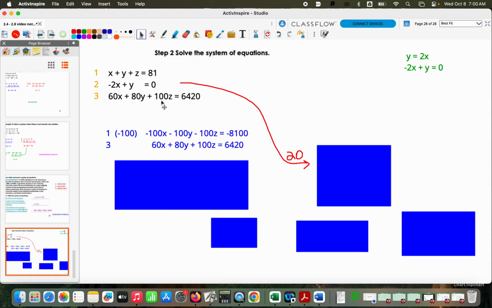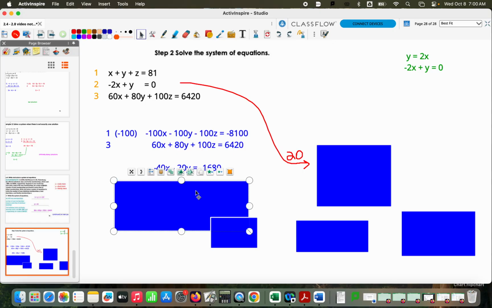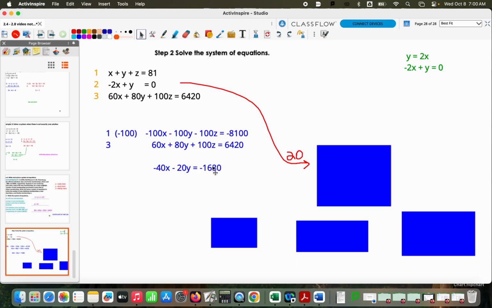All right, if I can get rid of z on these two, then I have a second equation I can already work with. So I multiplied the first equation by negative 100. You might see some big numbers. Feel free to grab a calculator. But that should get rid of my z's over here. And now I just got my x and my y equation. So I can use this equation along with the second equation to get something to work out.